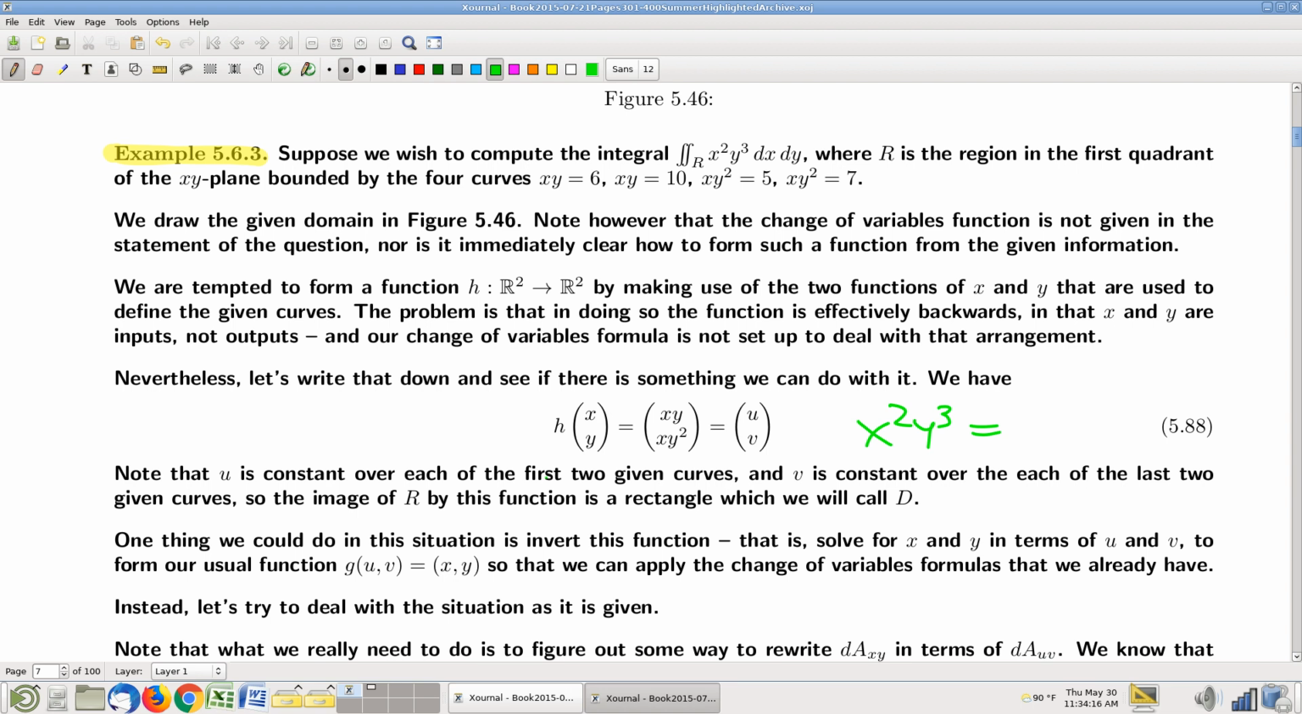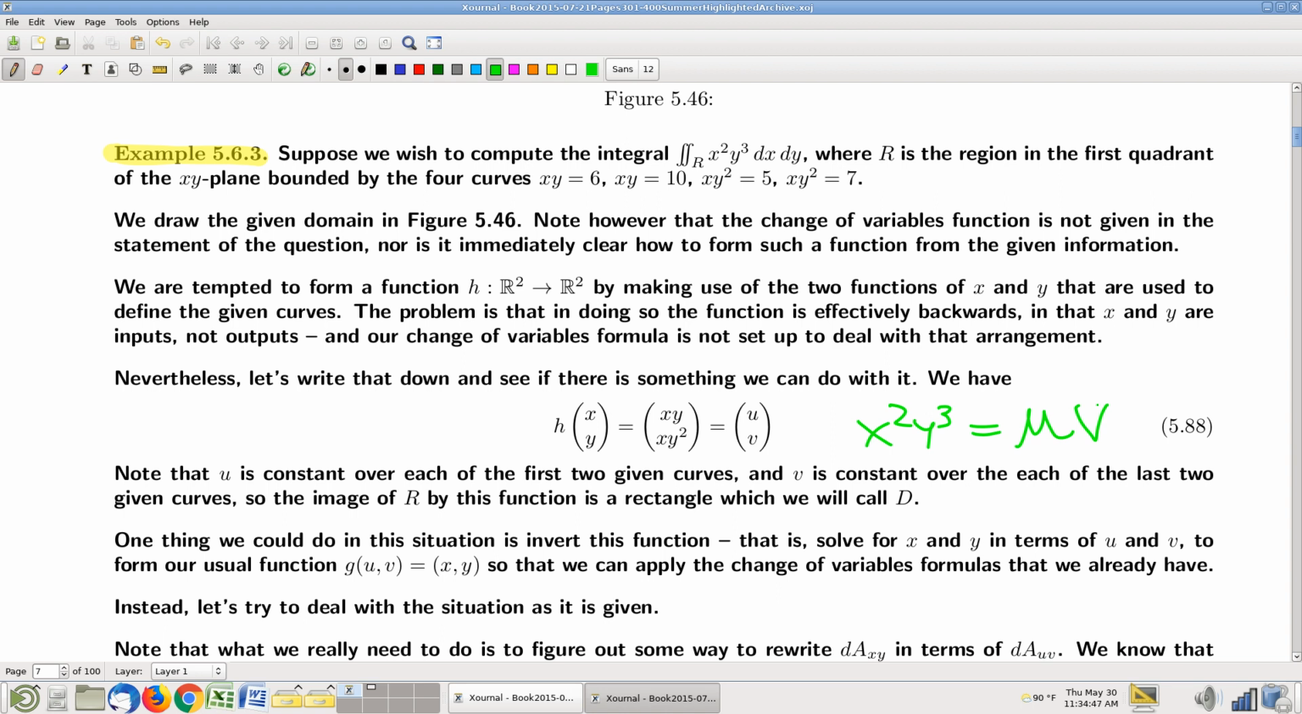But notice, you can just start to play a game, and the game is, I have xy and I have xy squared. What would I do to xy and to xy squared? How would I combine them together to make x squared y cubed? In this case, it's not a hard game. If you just multiply xy times xy squared, you get x squared y cubed. In other words, x squared y cubed is uv.